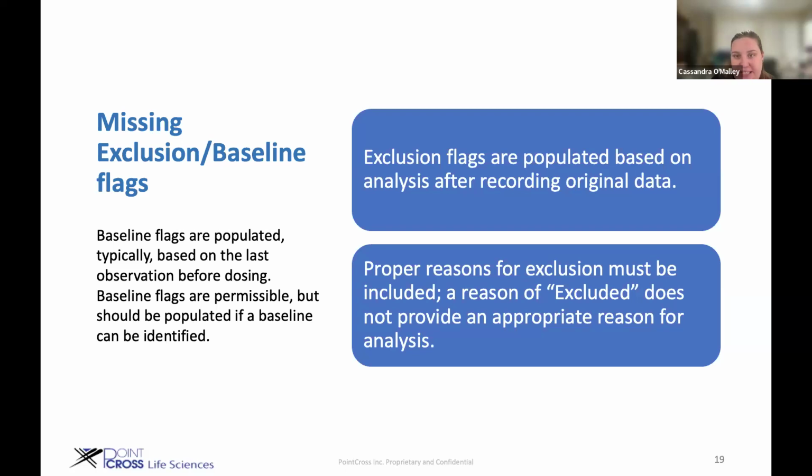The biggest thing that we need to emphasize is that the proper reason for exclusion would be why it was not done or why it is to be excluded. A reason of excluded does not provide any information that is appropriate for analysis. It is very common to see that E equals exclusion, but we need to know the exact reason as to why it was excluded. This would come down the line when you're looking at multiple studies and evaluating if there is something with the test article, maybe the supplier of your subjects. Why are we looking at all of these records being excluded?